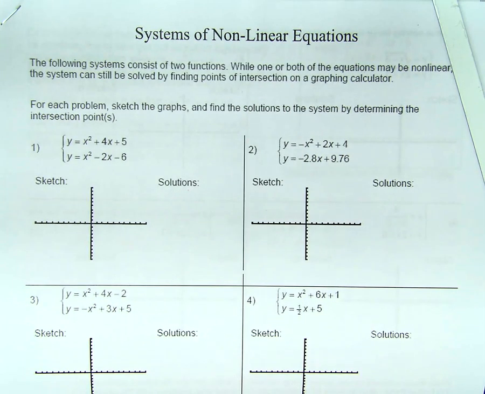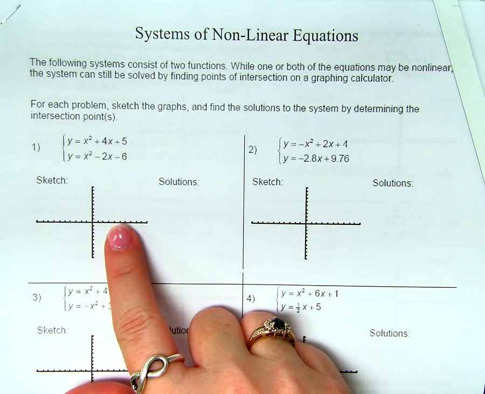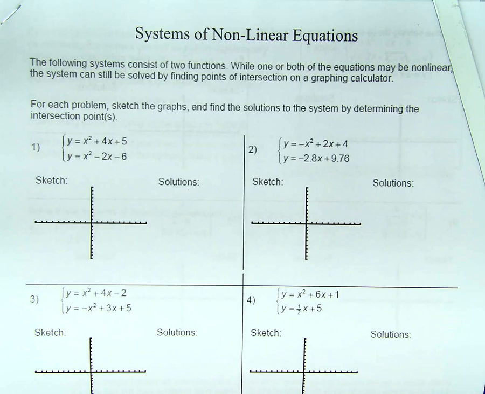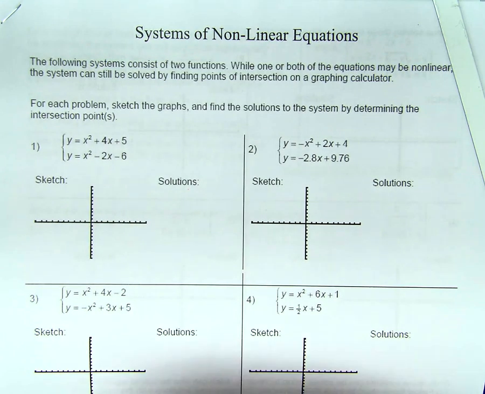How are we going to do it? How are we going to solve them? We can do it the same way. So solving by graphing is what we're going to start with. In this first case, we have two parabolas, right? How many possible solutions can we have?